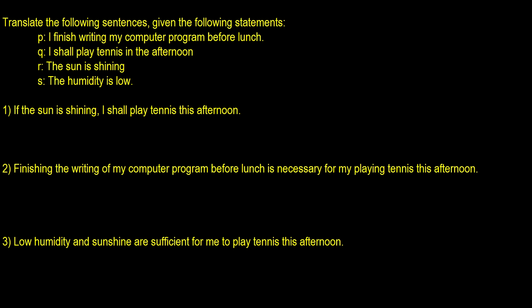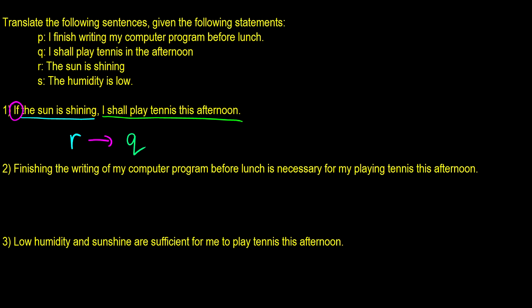So, first sentence, if the sun is shining, I shall play tennis this afternoon. So we have two statements. The sun is shining, and I shall play tennis this afternoon. And this is an if statement. So this means if the sun is shining, so if R, then we'll do this in purple, I shall play tennis this afternoon, which is Q. So R arrow Q.